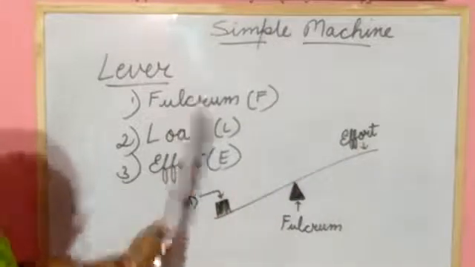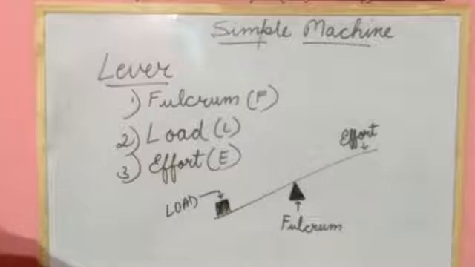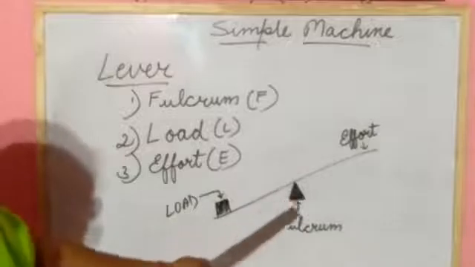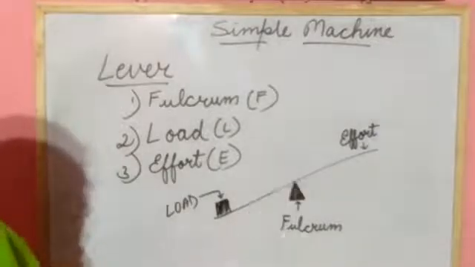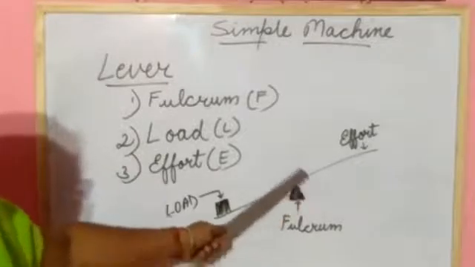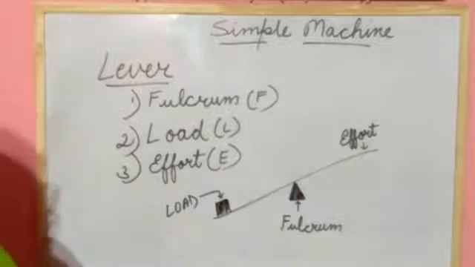Now what is the fulcrum? It is a fixed point around which the lever moves. Understood? What is a fulcrum? Fulcrum is a fixed point around which the lever can move.